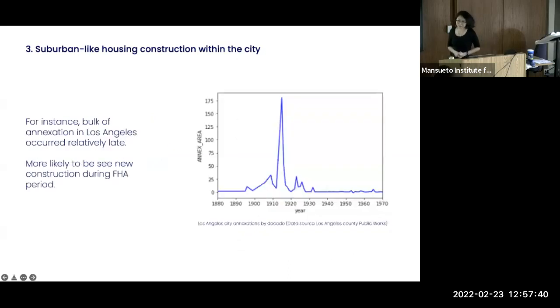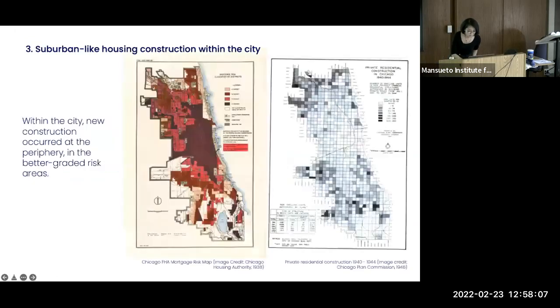For instance, Los Angeles is a salient example. The bulk of the city's annexations happened in the late 20th century. For a lot of East Coast or Midwestern cities, this type of annexation happened earlier, in the 19th century. And so we would expect areas like Los Angeles to have a lot more new undeveloped land by around 1940. And I should note that this suburban type of expansion was not exclusive to Sunbelt cities.